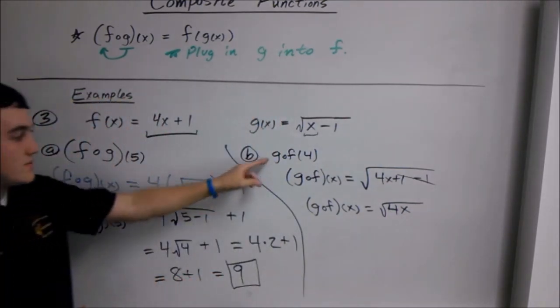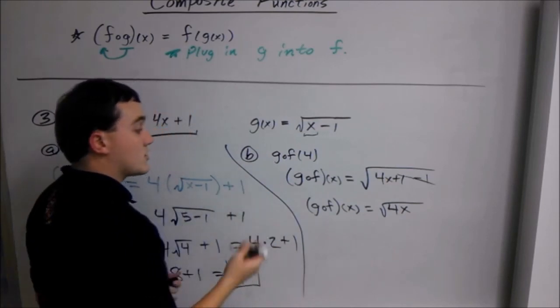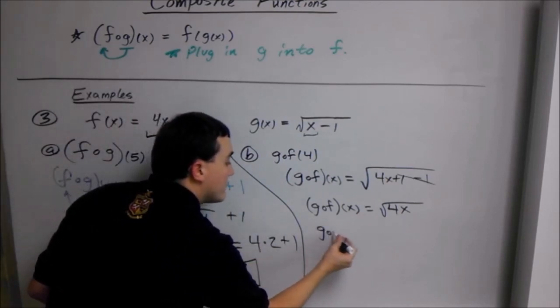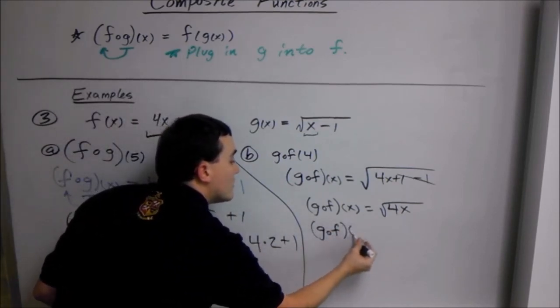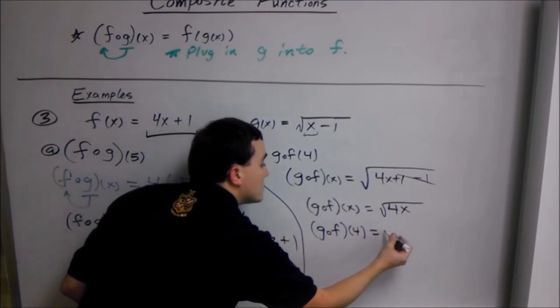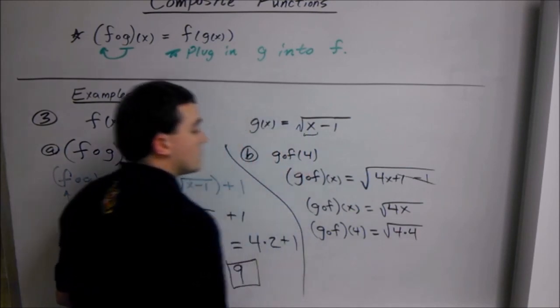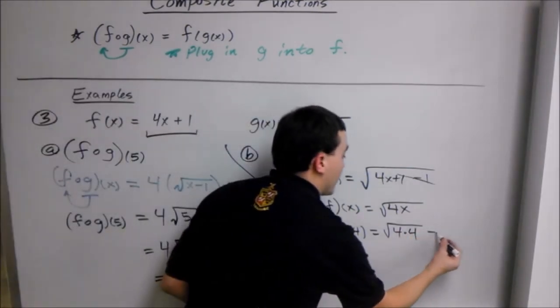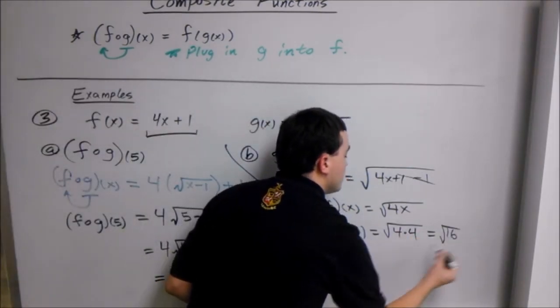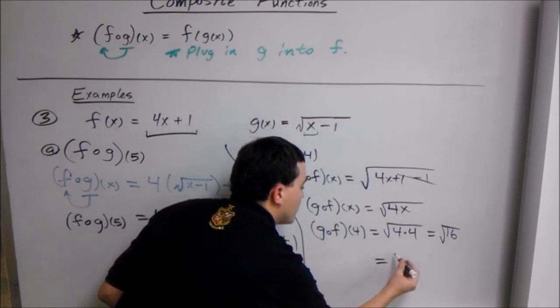And then it wants us to find g of f of 4, so we're just going to plug in 4 into that. G of f of 4 is the square root of 4 times 4, which is the square root of 16, and we know the square root of 16 is 4. So g of f of 4 is 4.